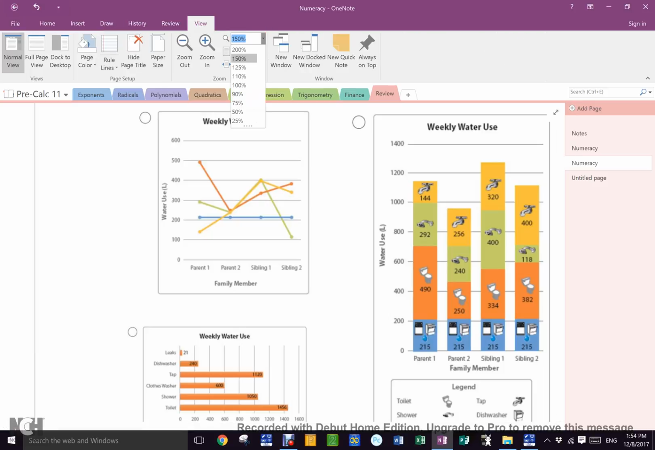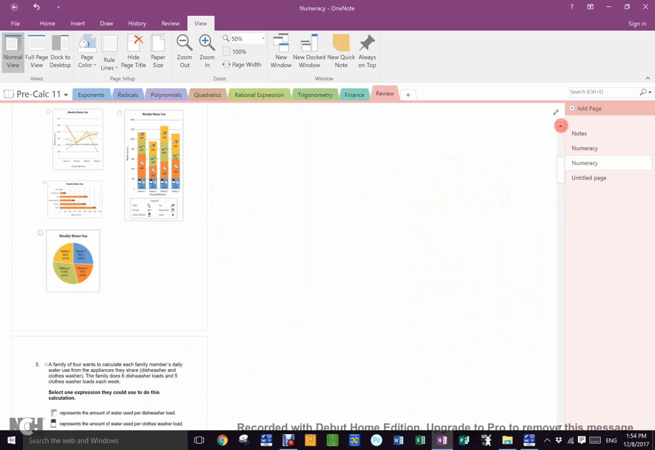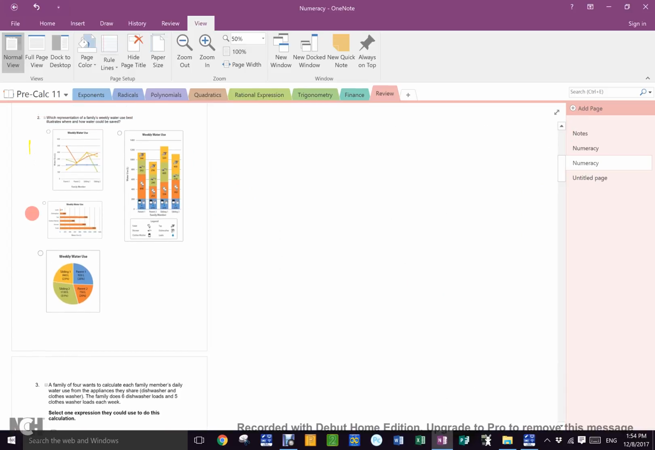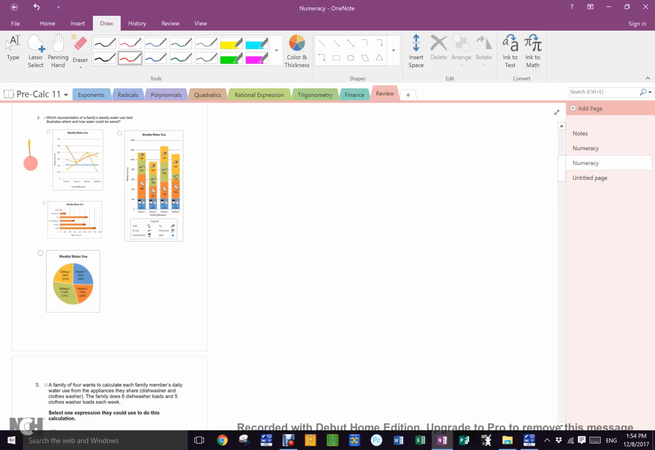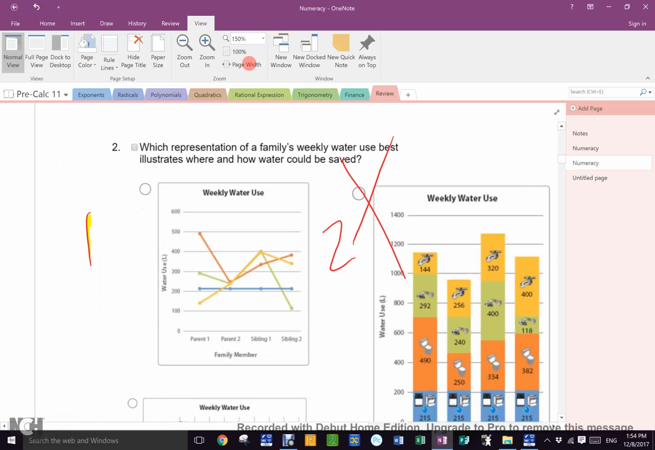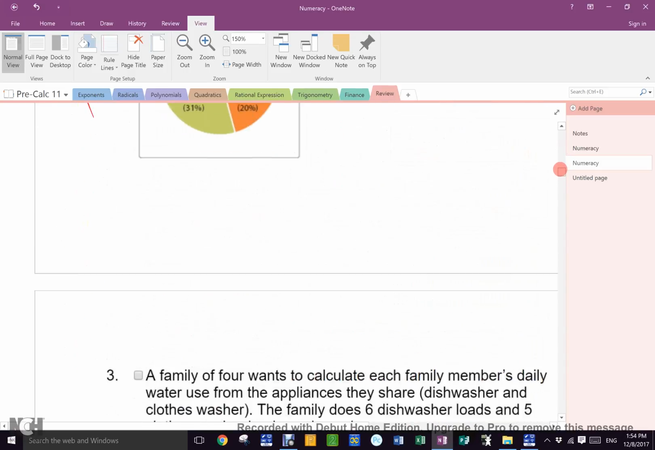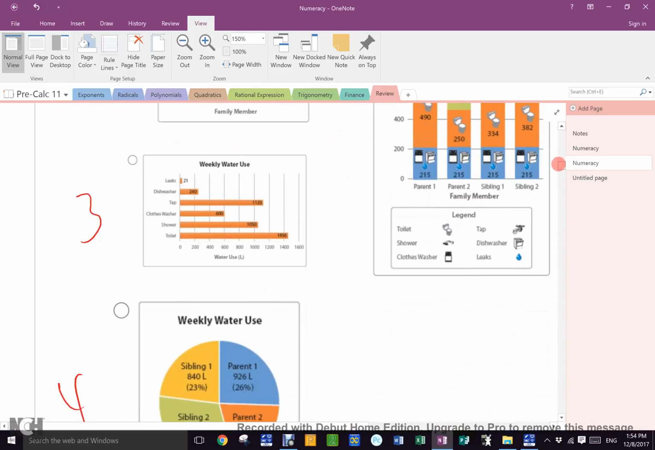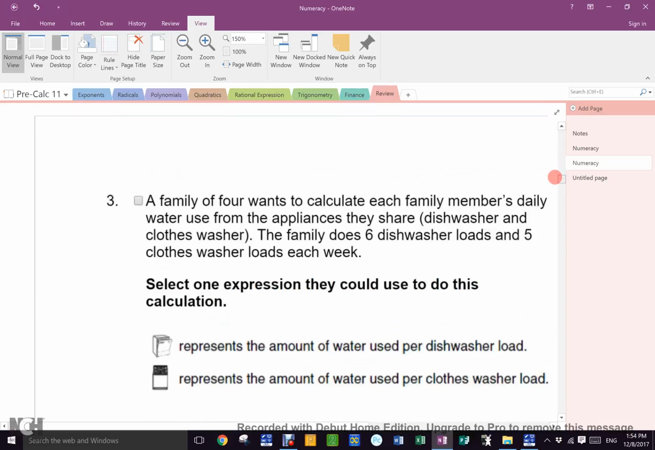Number 2. Which graph? I'm going to shrink it down so we can see all of them on the page. Is it graph 1? 1, 2, 3, 4. It is definitely graph 2. Why? Because it has the most information. Because it's the only one that shows everything. It shows who's in the family and what they're using and how much they are using. And by the way, Lauren, that was totally going to be graph 4. I was doing that.